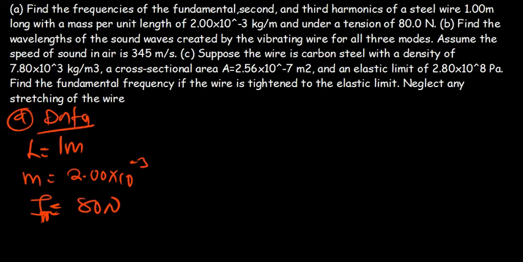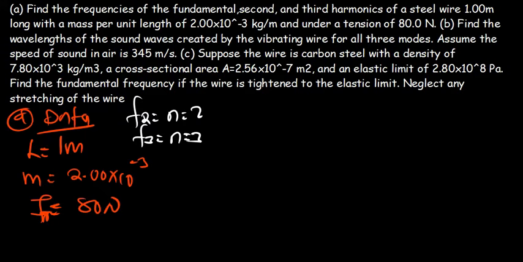Okay. So I'm going to solve this question using 2 different methods, because I think I've explained 3 formulas on how to find the fundamental frequency. The question is, find the frequencies of the fundamental, second, and the third. We are not interested in the first fundamental frequency. So for the second fundamental frequency, n is equal to 2. For the third, n is equal to 3.